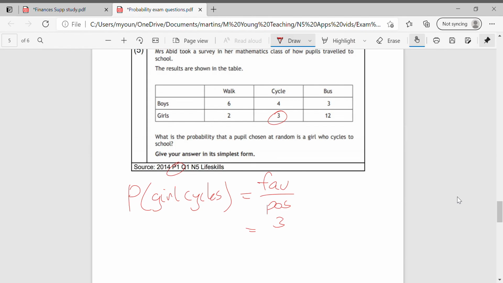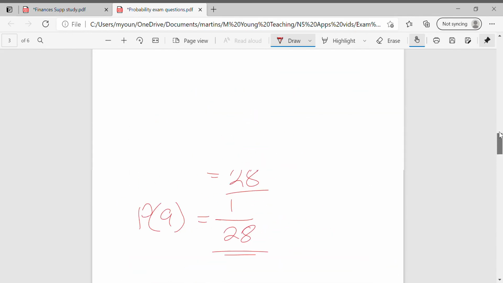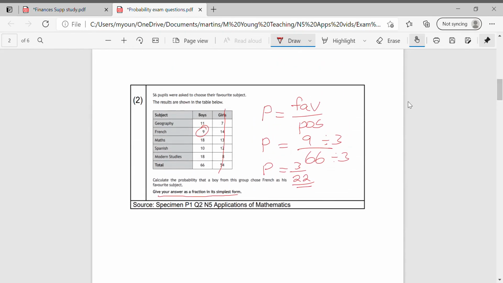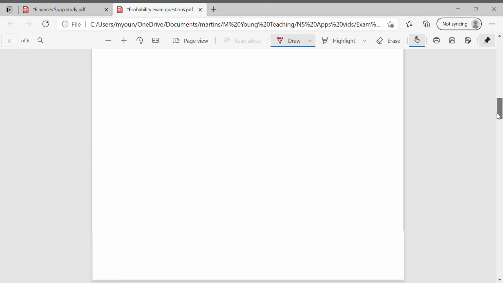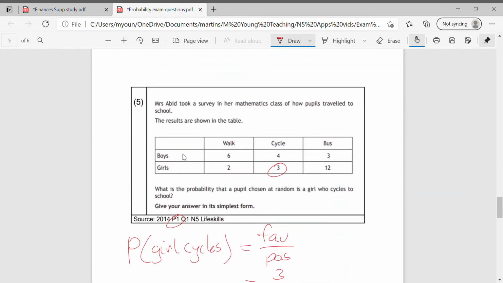So unlike question 2, and I'll just show you that. Okay, this one says the probability that a boy from this group. So it's been more specific, whereas this one is just saying that we're choosing a pupil at random. What is the chance that a pupil chosen at random is a girl who cycles to school? So the total is not just going to be the total number of girls, because we're not just choosing out of girls. In this case, we're choosing out of everybody.